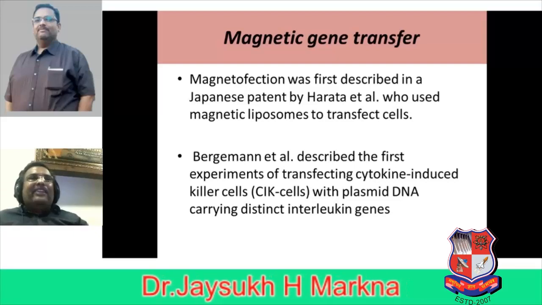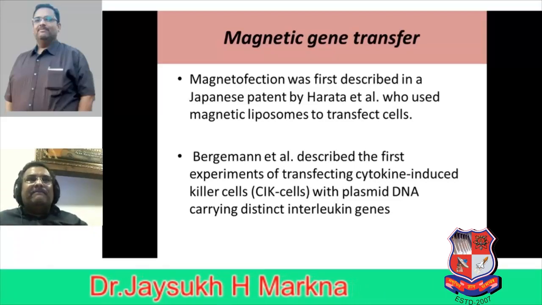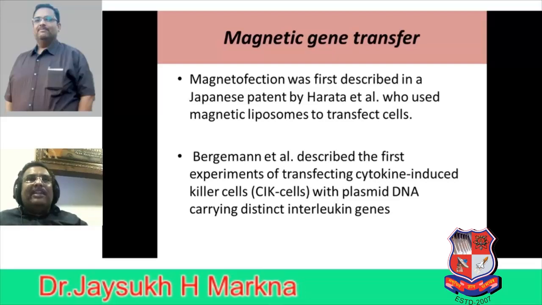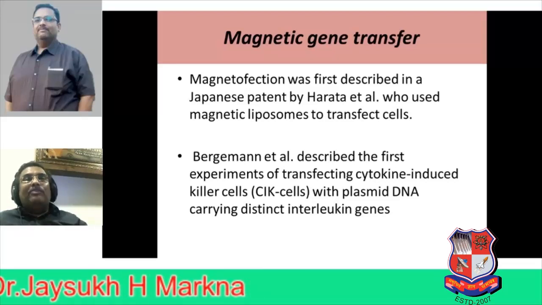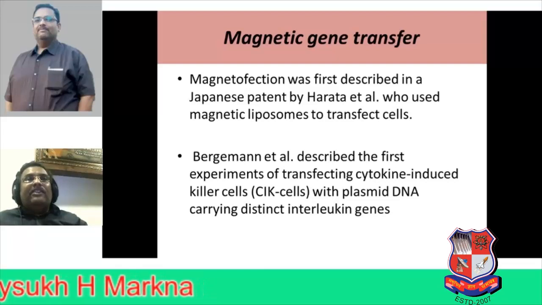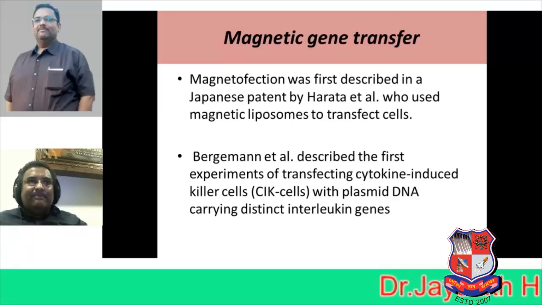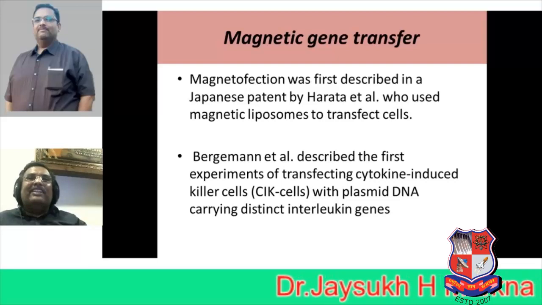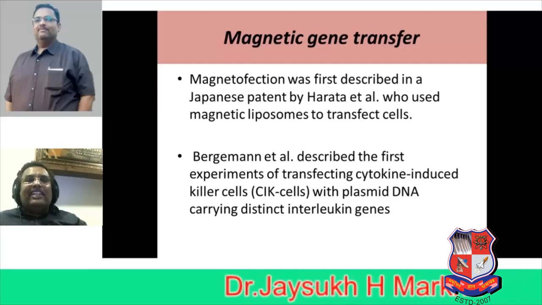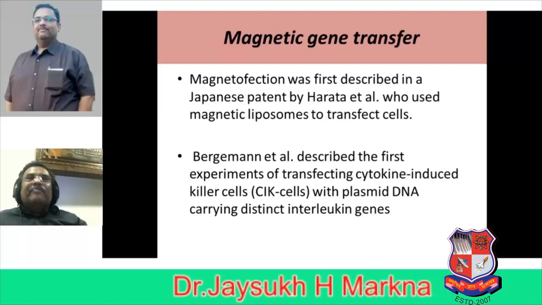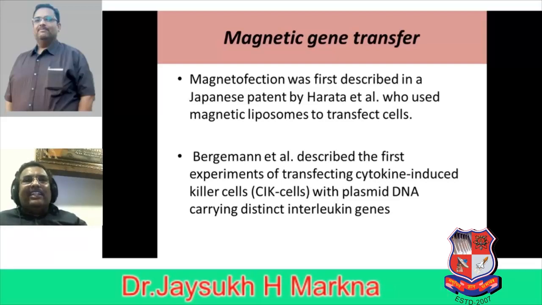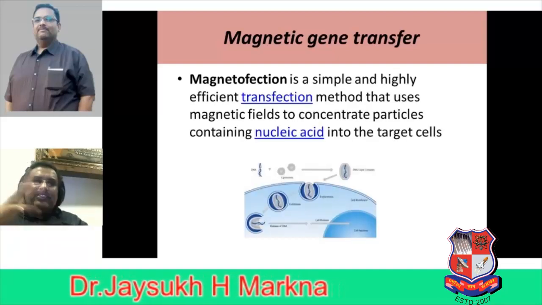Magnetofection was first described in a Japanese patent by Hirata et al., who used magnetic liposomes to transfect cells, and Bregman et al. described the first experiment of transfecting cytokine induced killer cells, also known as CIK cells, with plasmid DNA carrying distinct interleukin genes. So that was the first experiment.